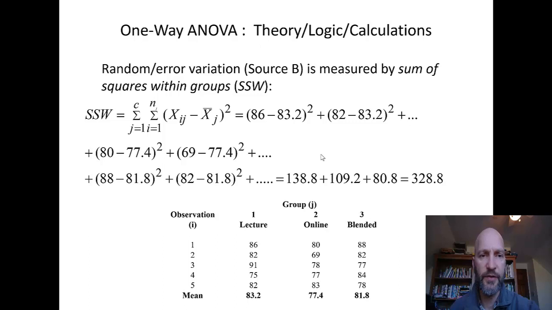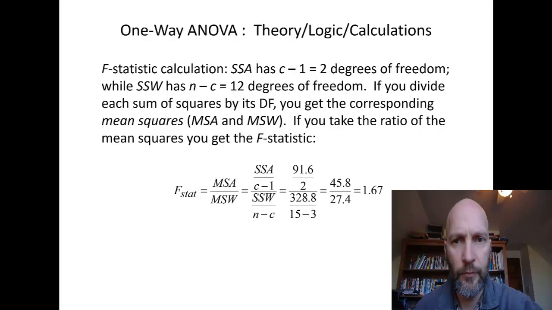The second source of variation that we're interested in is the within groups variation, and we're going to calculate the sum of squares within the groups, or SSW, by doing this double sum here. And don't let that frighten you. All it means is we're going to sum over all of the data points. So we're going to take x_ij, subtract the group mean, and square it. For the first data point we have 86 right here. The group mean is 83.2, so we take that difference and square it. The second one is going to be 82, this data point, minus 83.2 squared. And we're going to do that all the way down the column until we get to the second column. Here 80 minus 77.4, 77.4 is the mean here, and we're going to square that. And we're going to repeat that for all of the data points until we get our SSW, which in this case is going to be 328.8.